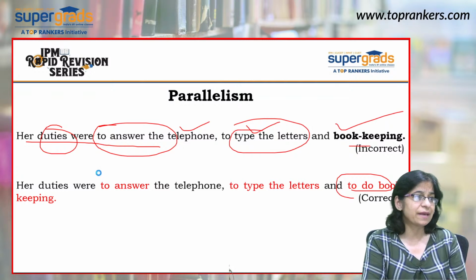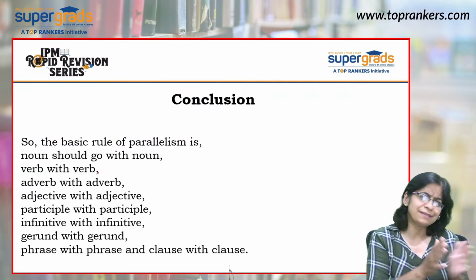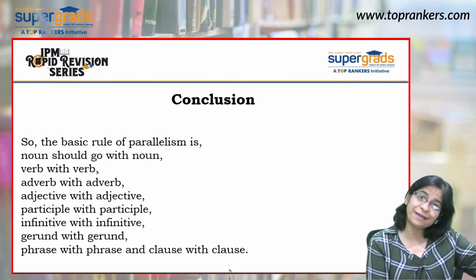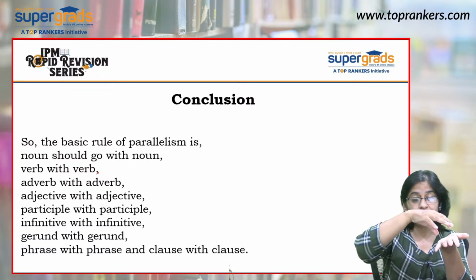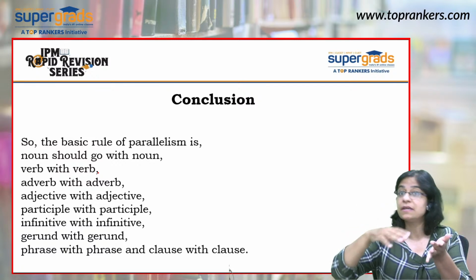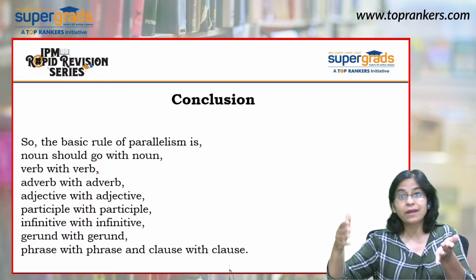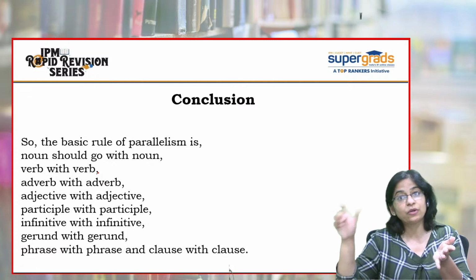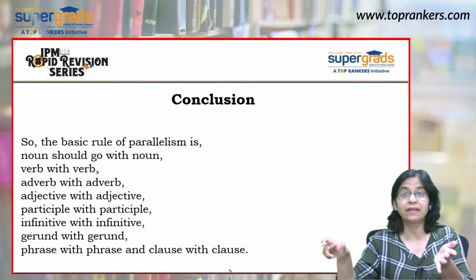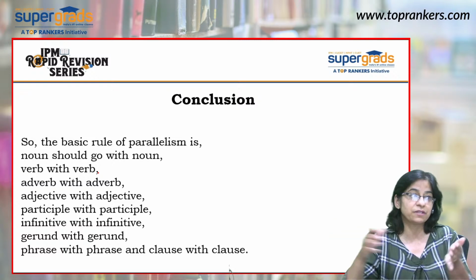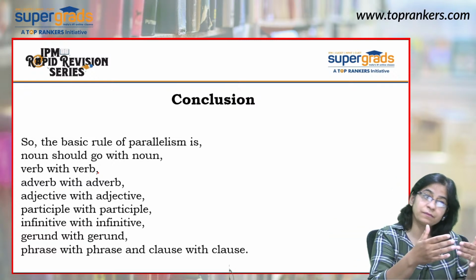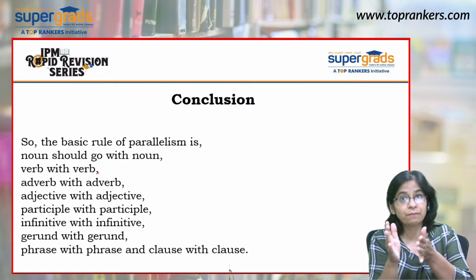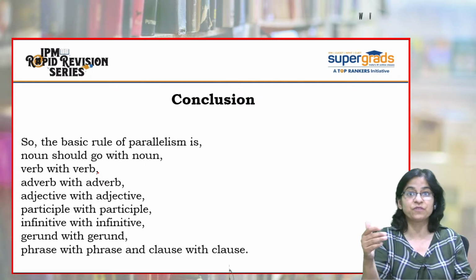Let's look at some more examples. No more examples. Let's just conclude what parallelism is all about. Essentially, the basic rule of parallelism is that if you're using a noun, you have to use another noun in the sentence. You cannot use an adjective or any other part of speech. If you're using an adverb, the next one has to be an adverb. It should not be any other part of speech. The same goes with participle to participle, infinitive with infinitive, gerund with gerund. If it's a phrase, there should be a parallel phrase in the same structure.